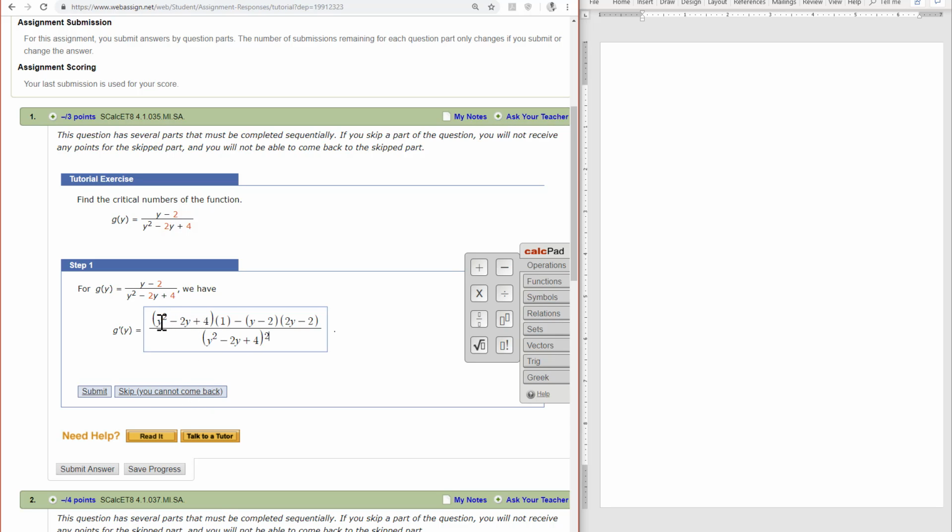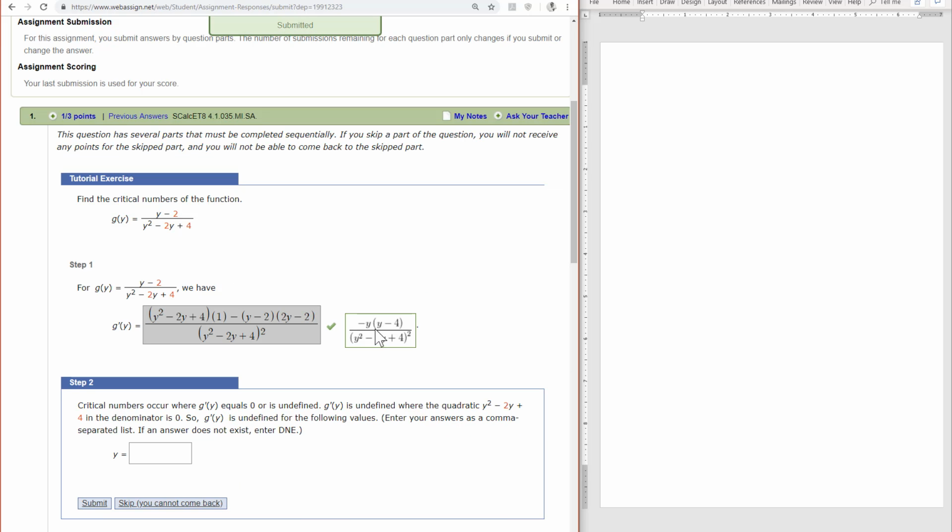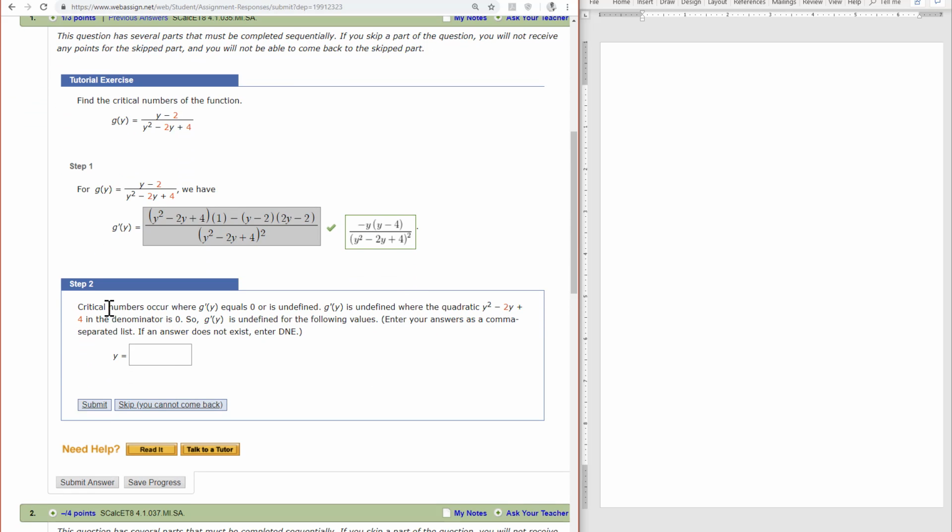You're more than welcome to simplify this, and I think it would be beneficial if we actually do simplify it, but we can do that in the next step, or they did it for us. But you're not going to get these things in your regular homework assignment. You have to actually simplify yourselves. So this is our simplified version. We got negative y times y minus 4 all in the numerator, divided by that y squared minus 2y plus 4 quantity squared.